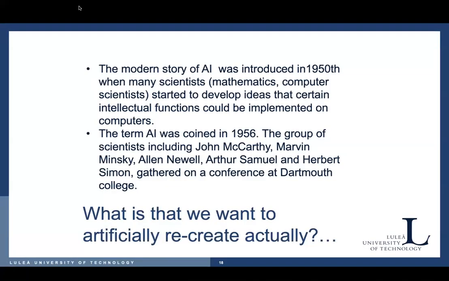In this course and in my other course, we are talking about AI as it was defined in the middle of the 20th century. In 1956 there was a workshop including these individuals over there, Marvin Minsky, McCarthy, and such, who gathered in Dartmouth and actually coined the term AI, artificial intelligence.